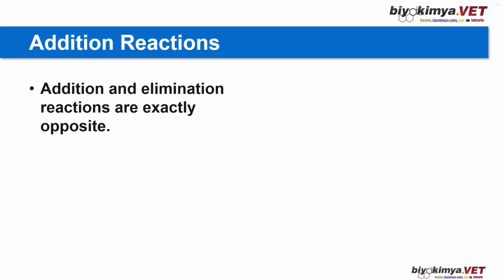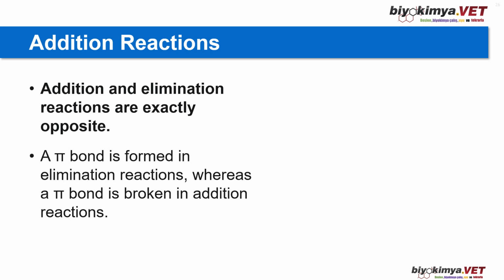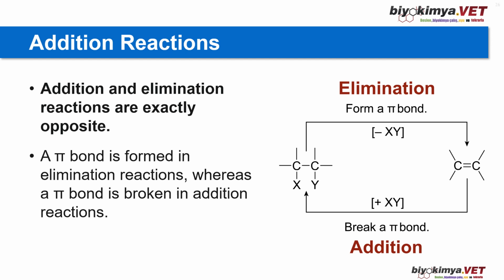Yes, addition and elimination reactions are exactly opposite. A pi bond is formed in elimination reactions, whereas the pi bond is broken in addition reactions. And here you see the diagram. Elimination forms a pi bond in this way, and the addition is the opposite, breaking the pi bond to form two sigma bonds.